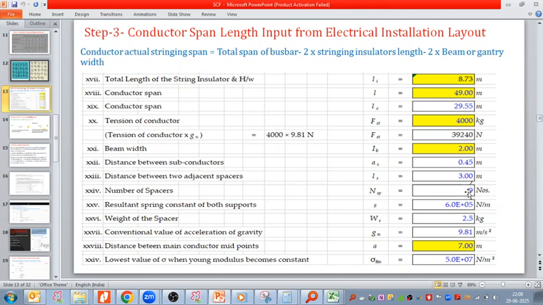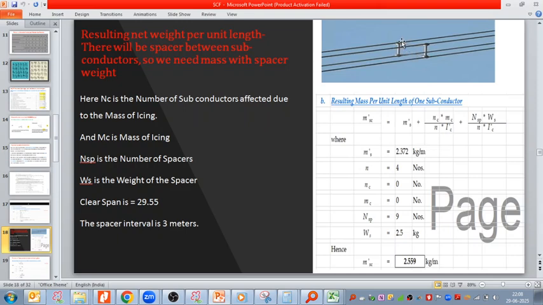Then the spacer itself will have weight. This is the spacer that we are providing every 3 meter, and it will have its own weight. So along with the conductor weight, we have to consider the spacer weight as well.